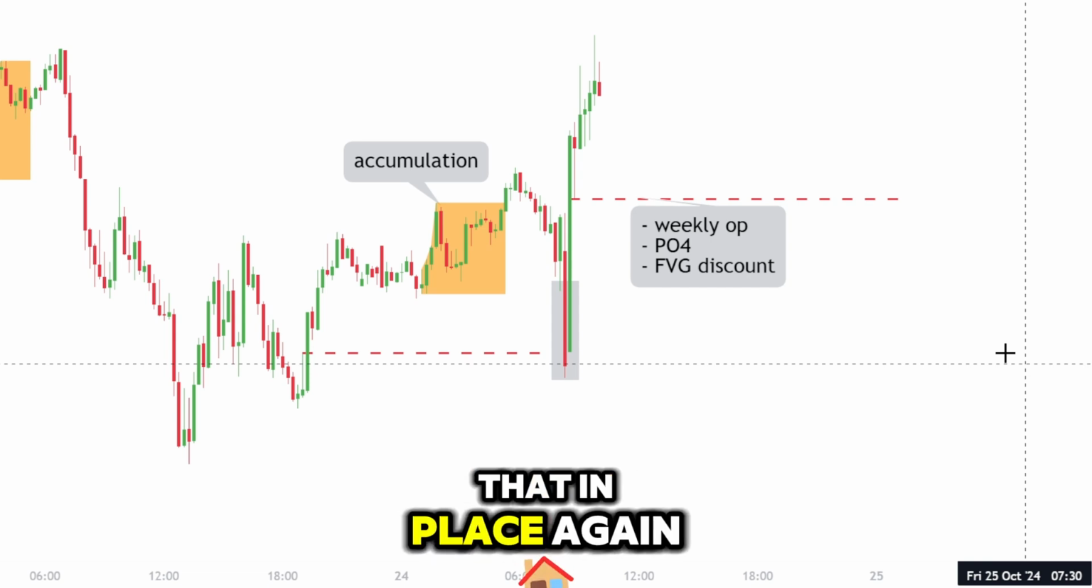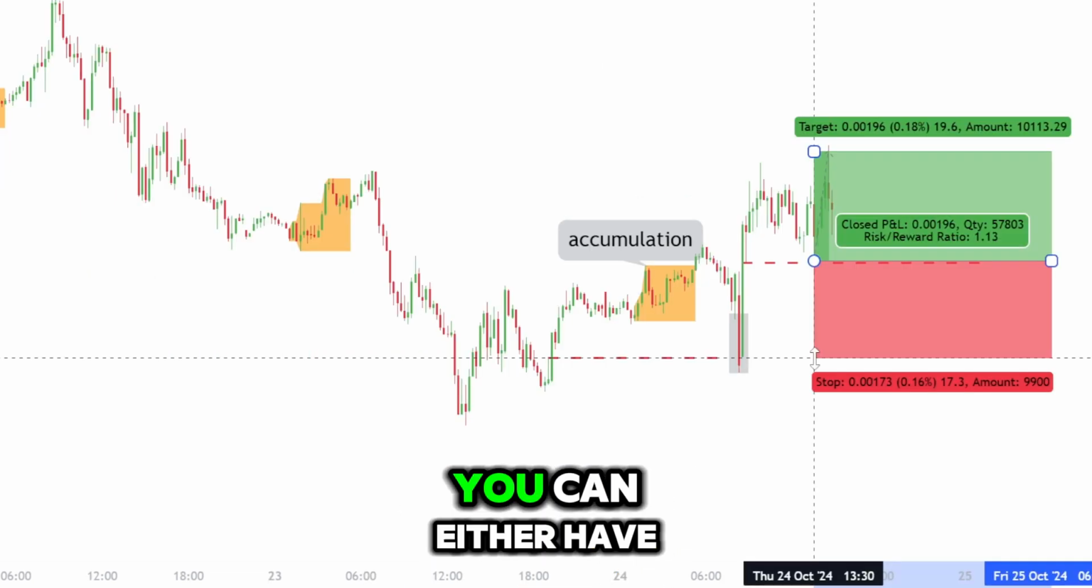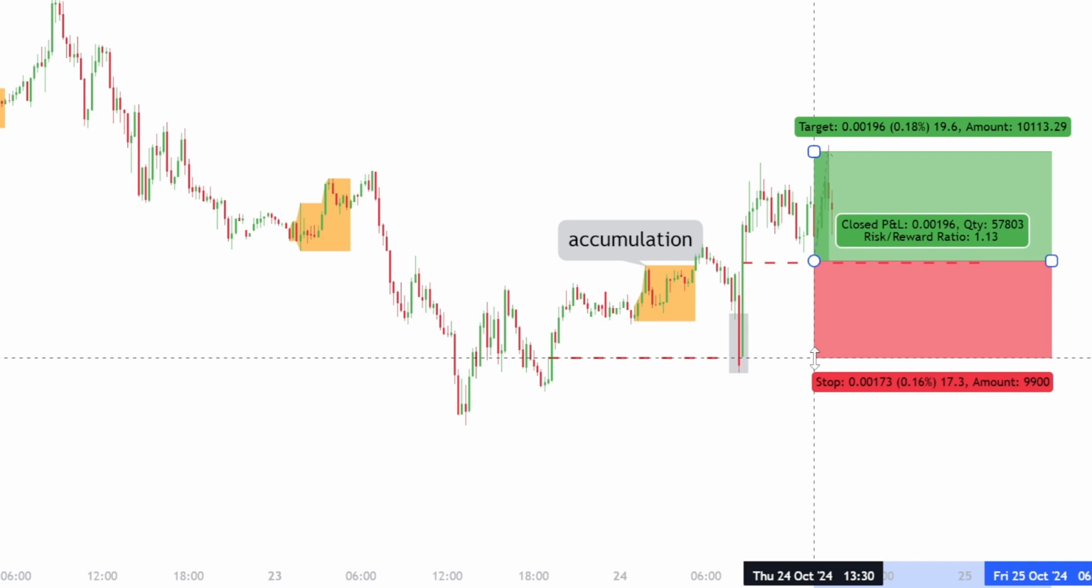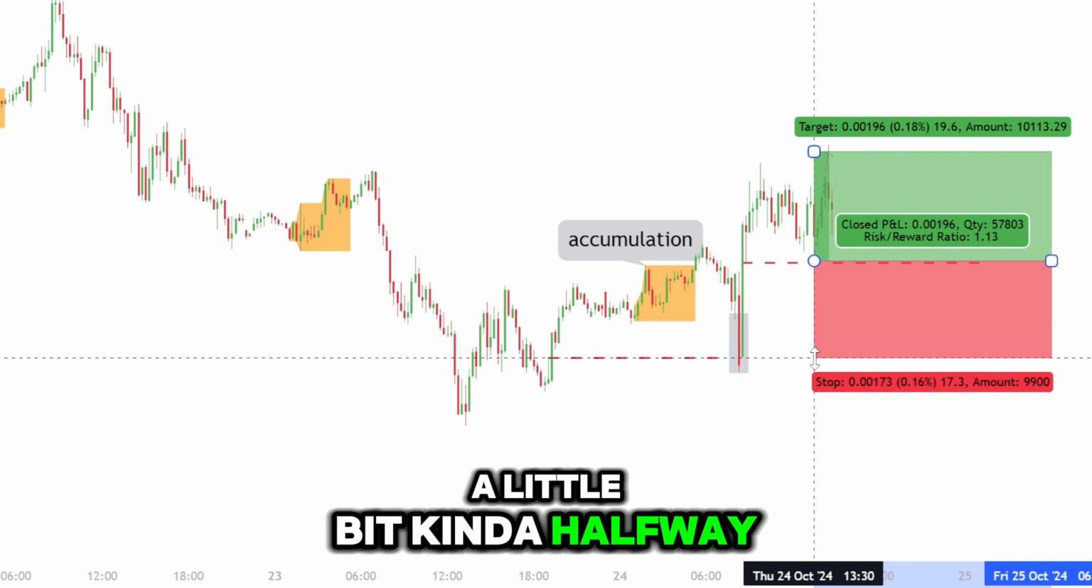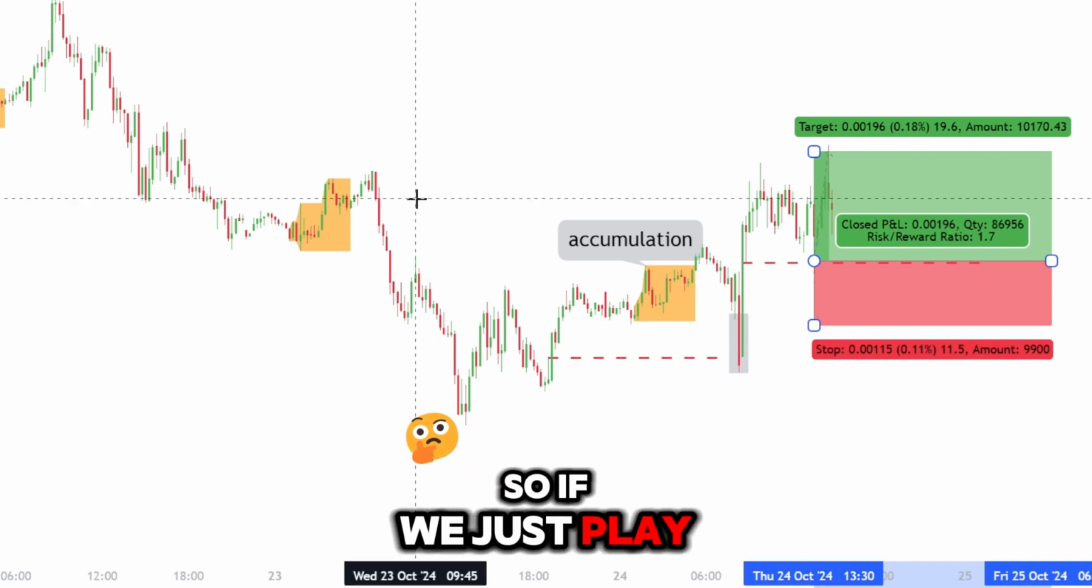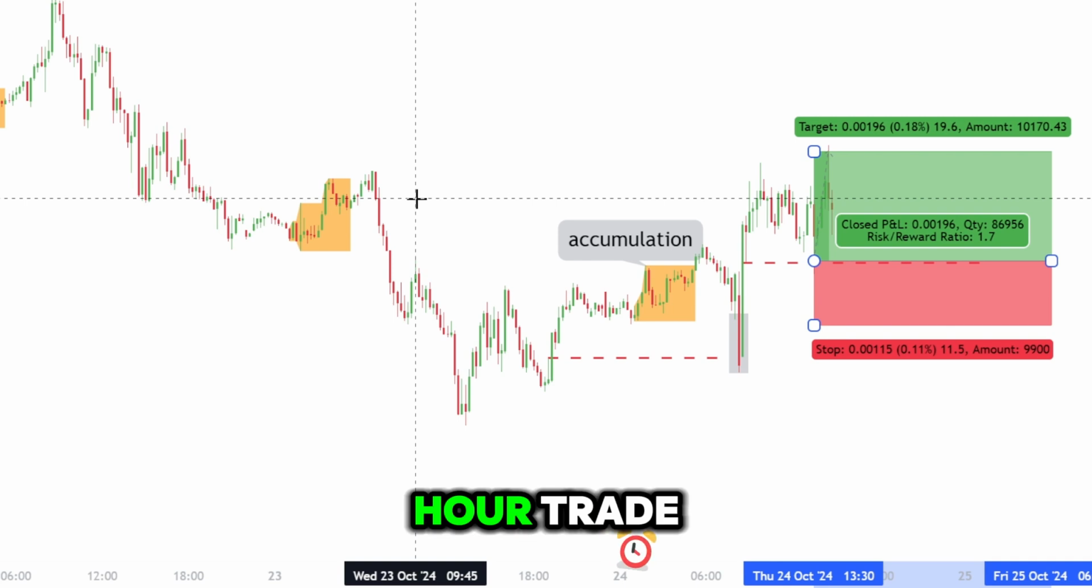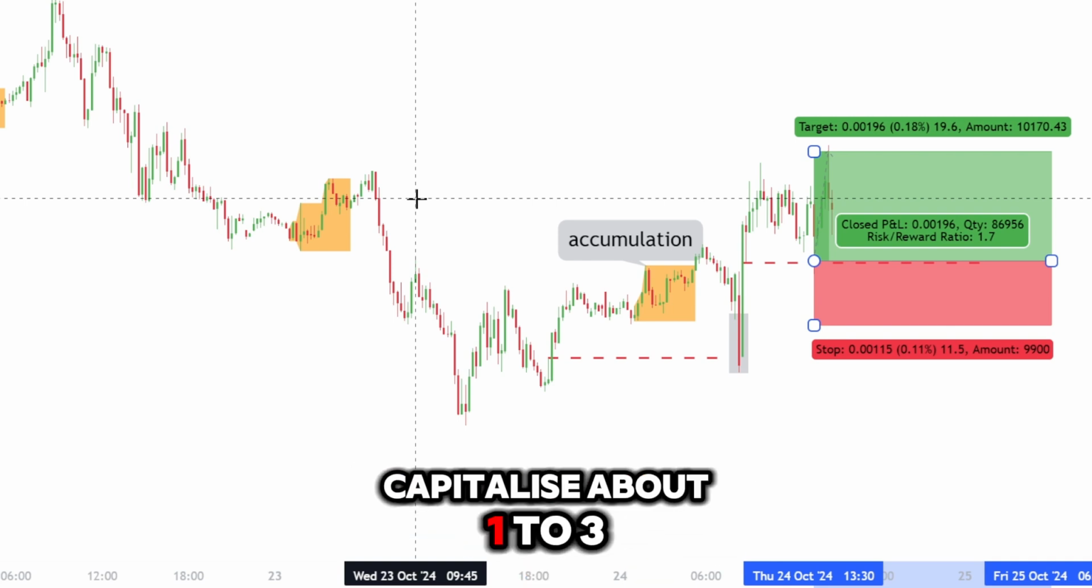So once you have that in place, again, your stop loss, you can either have it at the Judah swing, or if you want to be a bit more aggressive, you can have it a little bit further up, kind of halfway. So if we just play price on, this is roughly a 1 to 4 hour trade. I believe I capitalized about 1 to 3 on this, I believe.